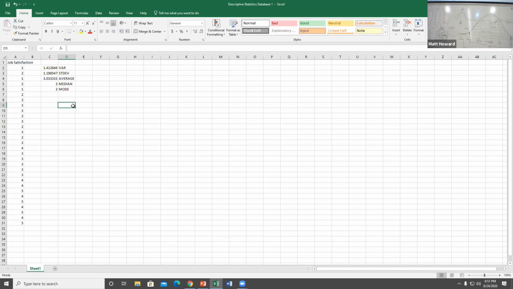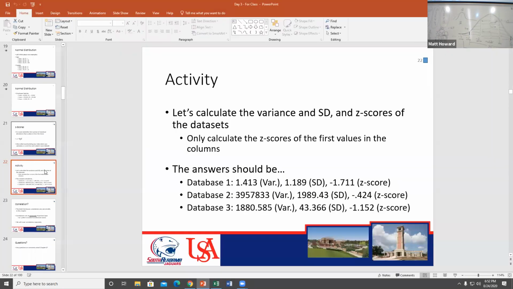So. Okay, any questions about that? Any questions of how to calculate this in Excel? Any questions with variance, standard deviation, z-scores, anything like that? Okay. So then let's continue.